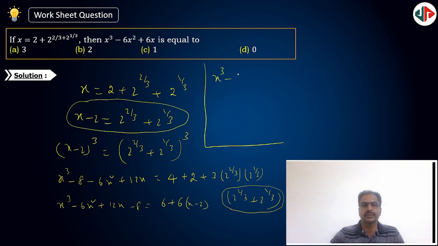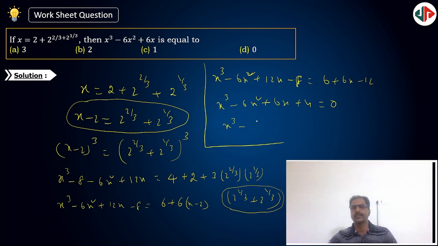x^3 - 6x^2 + 12x - 8 is equal to 6 plus 6x minus 12. Now bring all terms to one side. 12x - 6x + 4 is equal to 0, or x^3 - 8 - 2 is equal to 0. So x^3 - 6x^2 + 6x is equal to 2, option B.